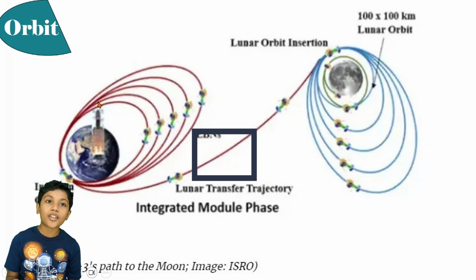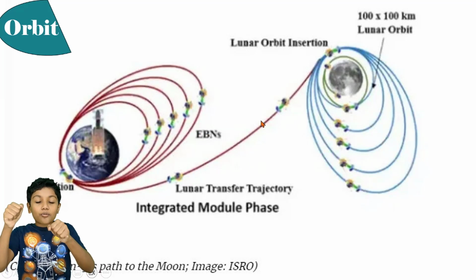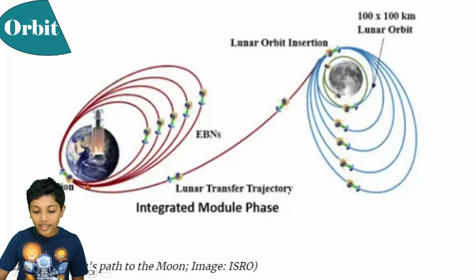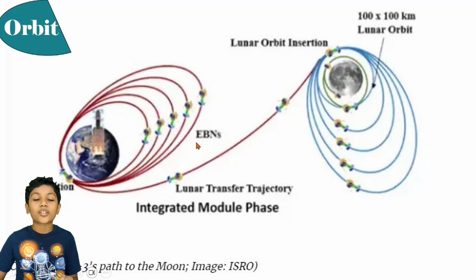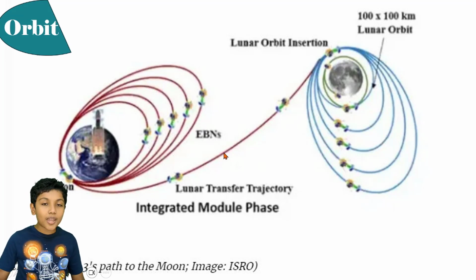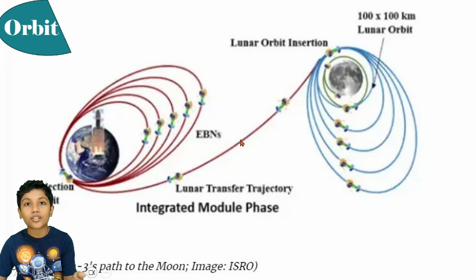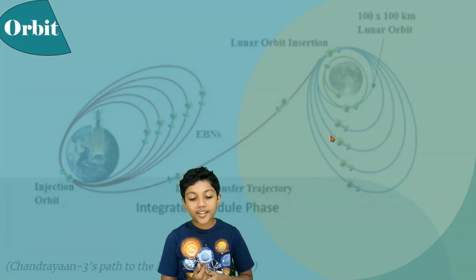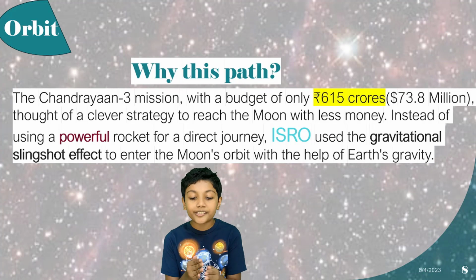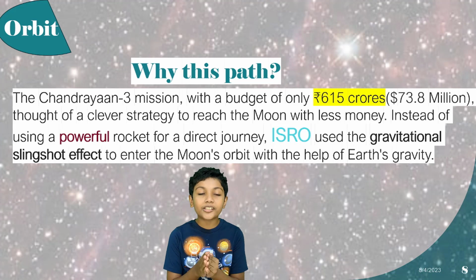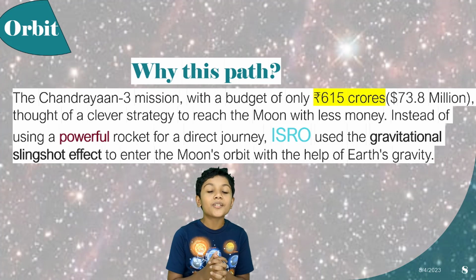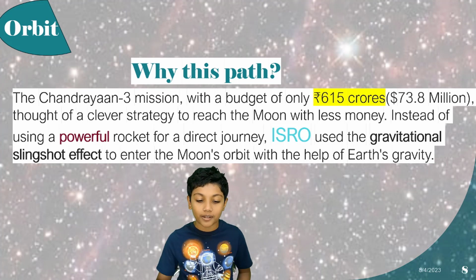So what does it do there? Well, it just boosts its rockets a little bit, and then it can make the journey directly in reverse to the moon. So it's basically the same path as it went from the Earth, except it's reverse and it's to land on the moon. And this mission only had a budget of 615 crore Indian rupees, which is around $73.8 million, which is pretty low for a space mission, by the way.